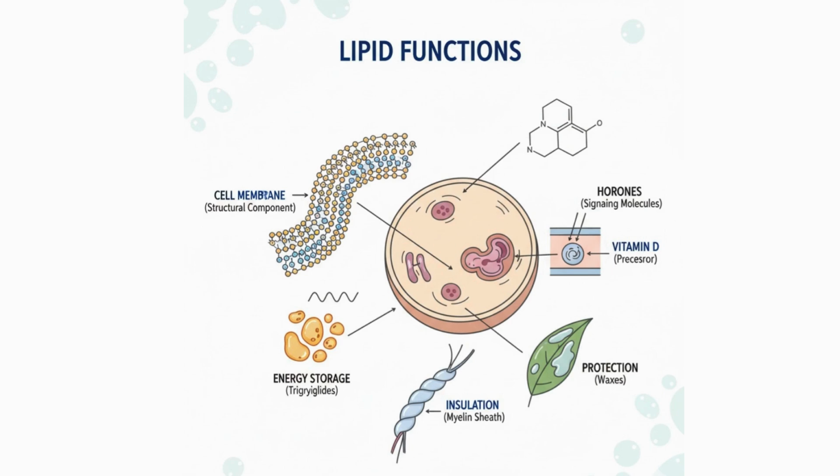Lipids also help with protection in the plant cell. They give insulation. For example, inside our human body there are myelin sheaths that give insulation. They also have energy storing capacity. For example, triglycerides store energy in the human body.